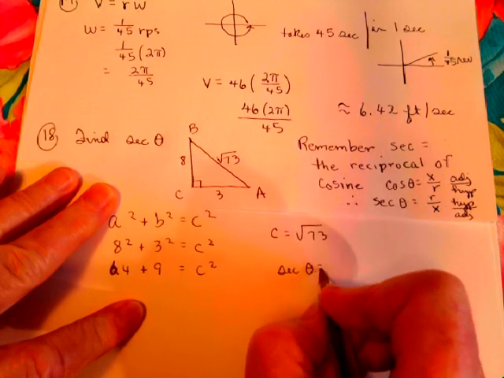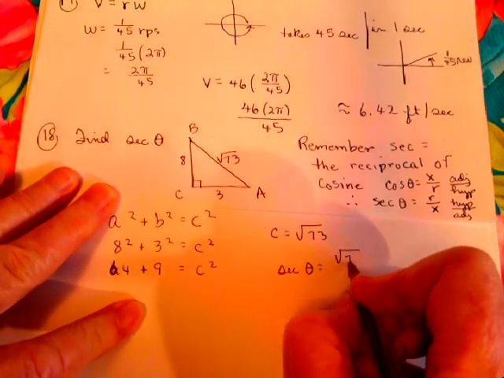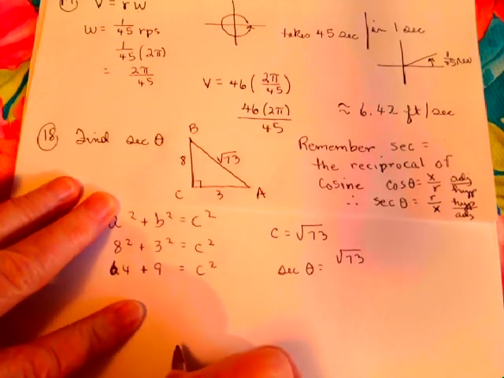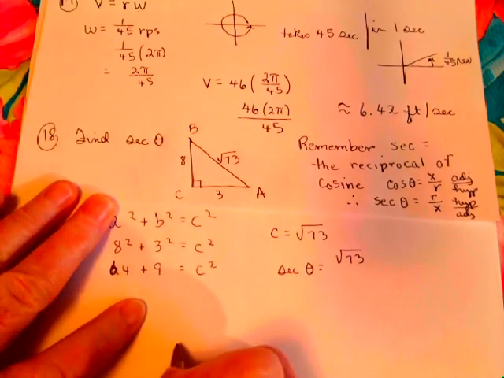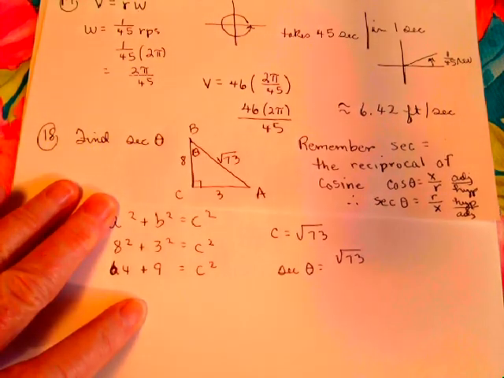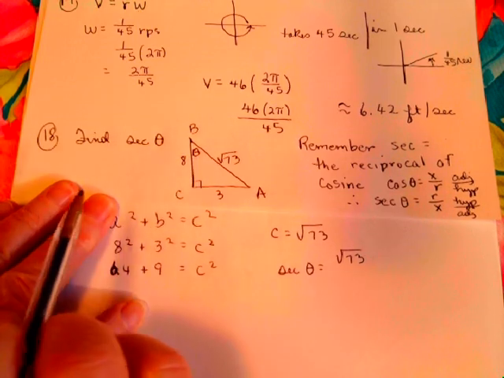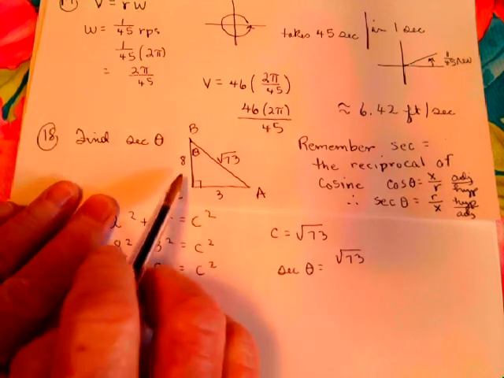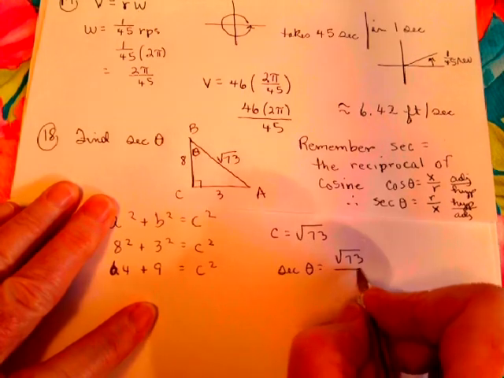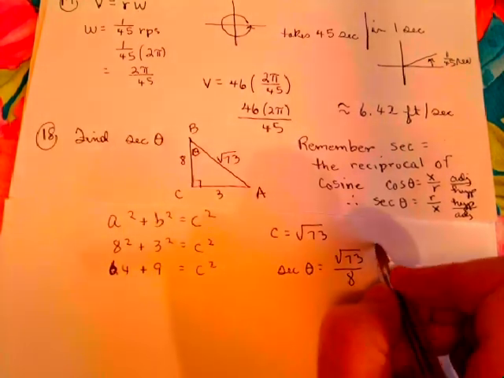Secant of theta is the hypotenuse, which is the square root of 73, over the adjacent side. And I didn't even label the adjacent side. That's the side that's the angle that we're talking about. So the adjacent side would be 8. Your answer, square root of 73 over 8.